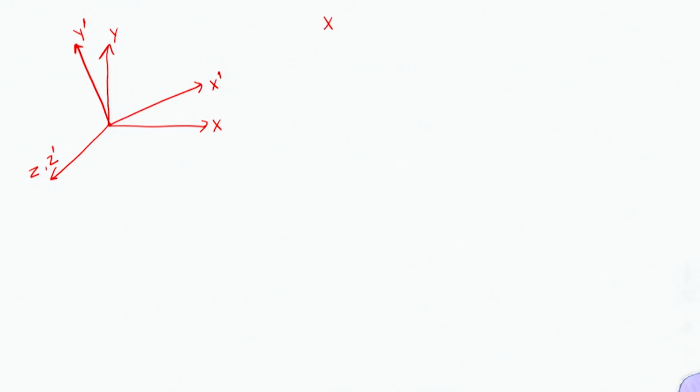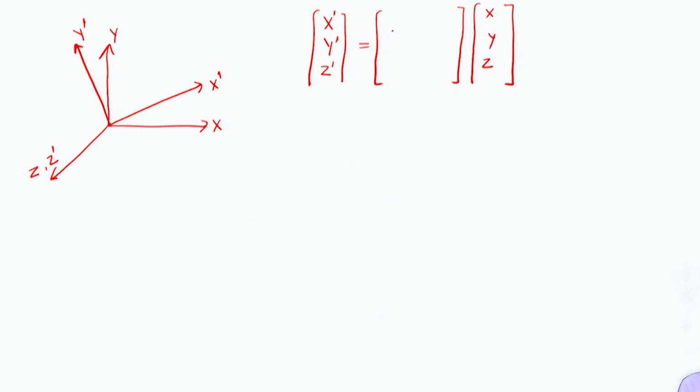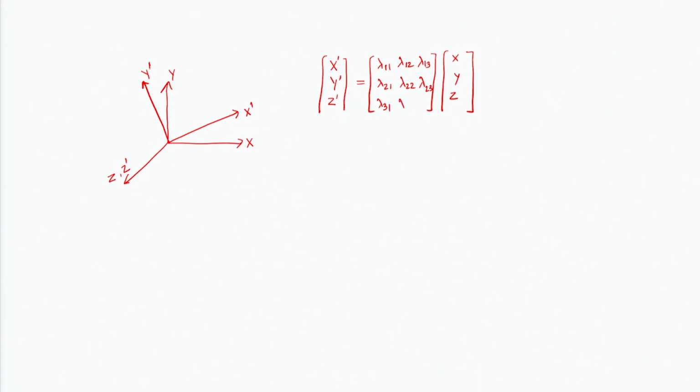So, when you are now looking for the relationship of x prime, y prime and z prime with respect to the original x, y and z, ideally I can now utilize the same relationship the way I just defined. I can call it associated with lambda 1 1, lambda 1 2, lambda 1 3, lambda 2 1, 2 2, 2 3, lambda 3 1, 3 2 and lambda 3 3.